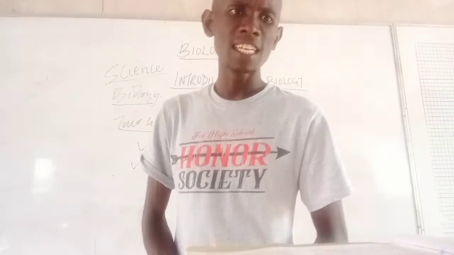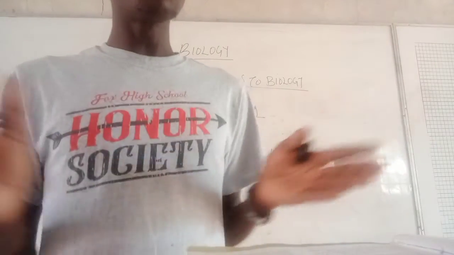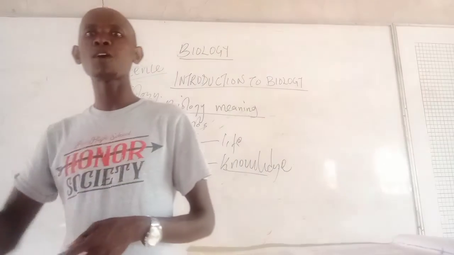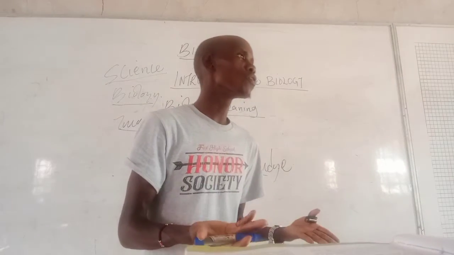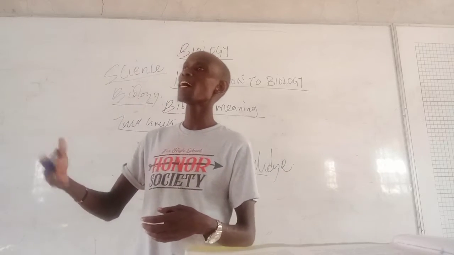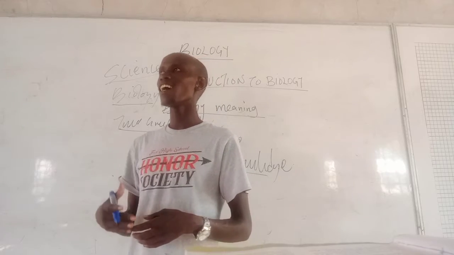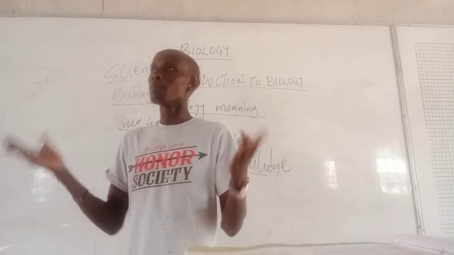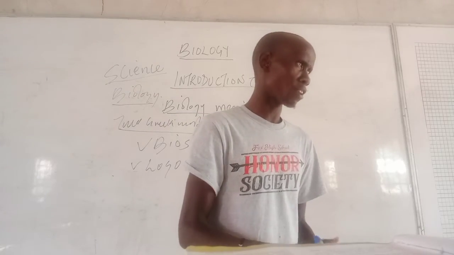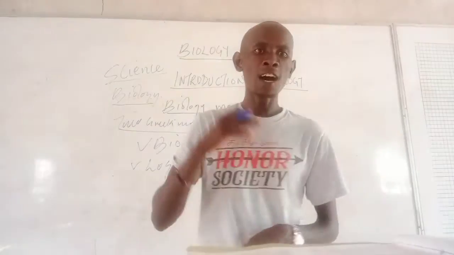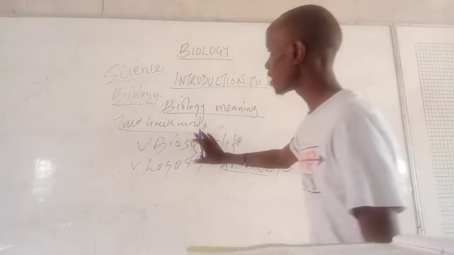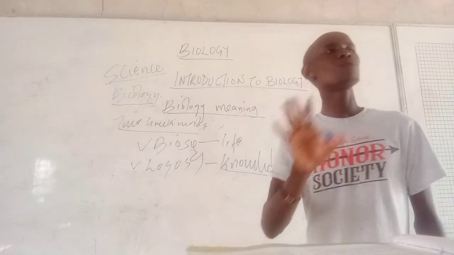Apart from that, we have living organisms. Living organism characteristics are something you talked about in primary school: they move, they breathe. But here in secondary school, we'll be talking about more advanced terms. For example, instead of breathing, we'll be talking about gaseous exchange, just to mention a few.